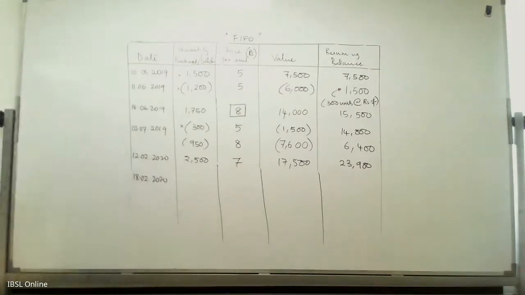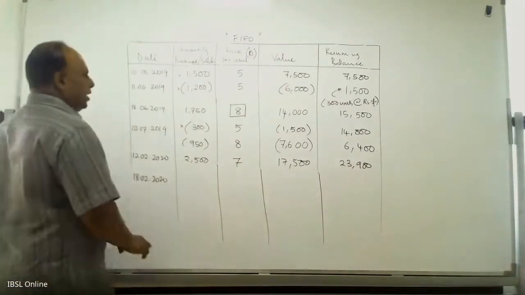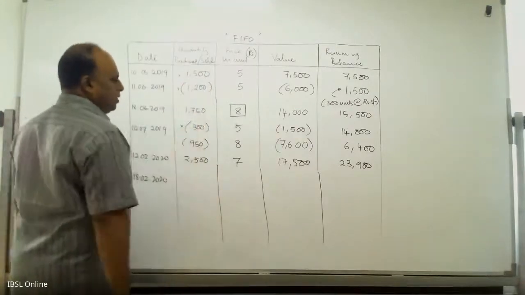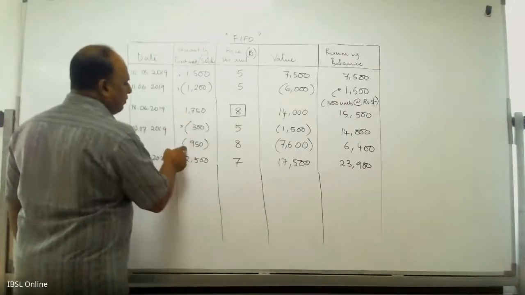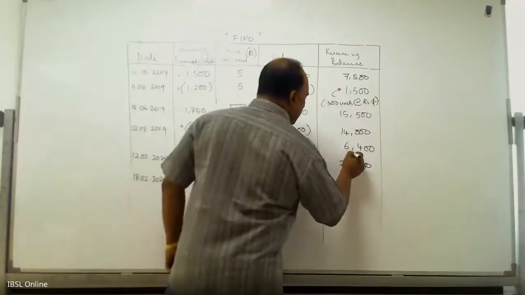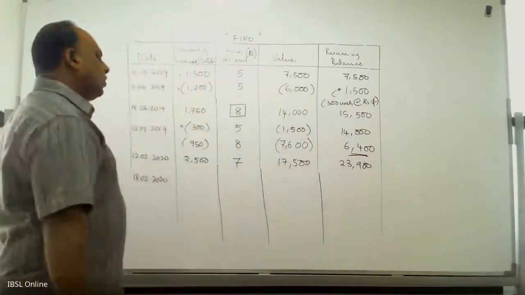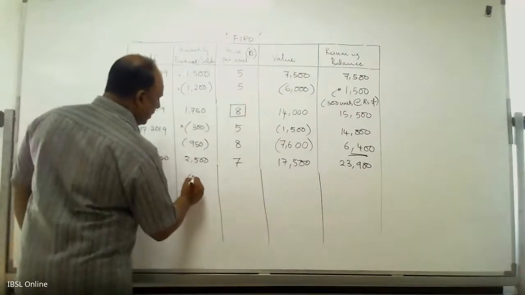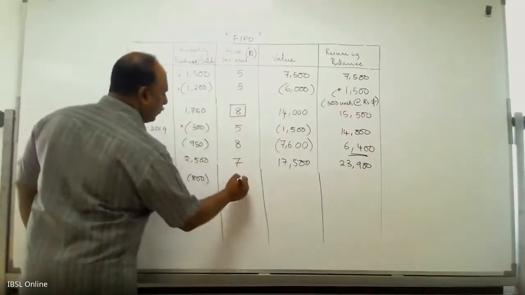And where they have issued 1,900. There is a problem of issuing 1,900. So 1,900 means now the initially purchased stock is no more because we have already sold. This 1,750 minus 950 gives us a remaining balance of 800 units. So now we are required to issue 1,900, which means first I have to issue the 800 units. So I will issue the 800 units at the rate of 8 rupees.